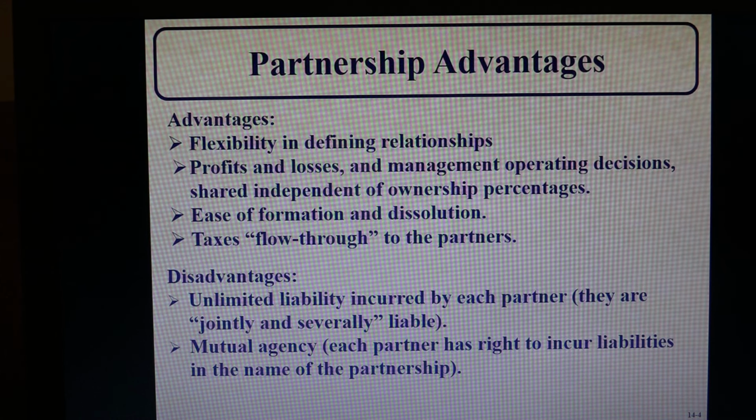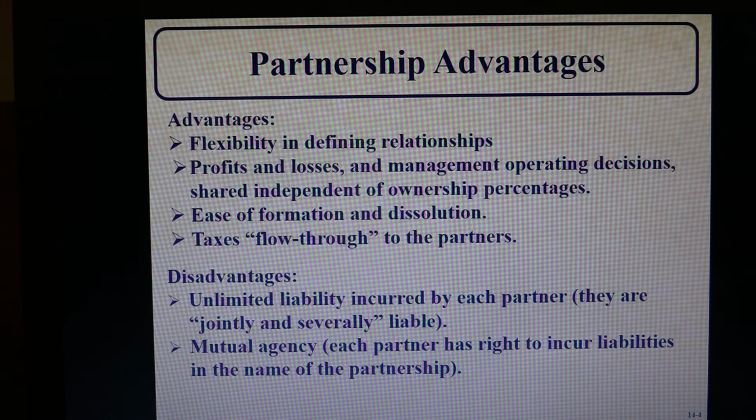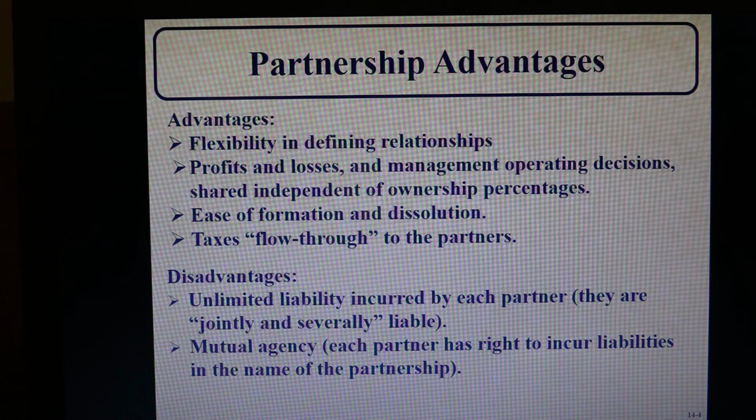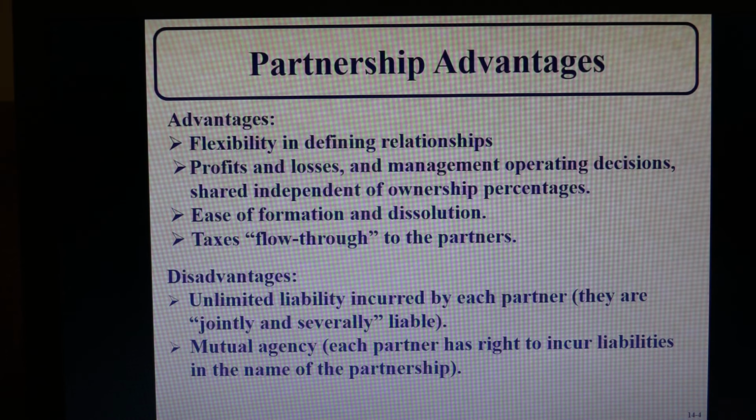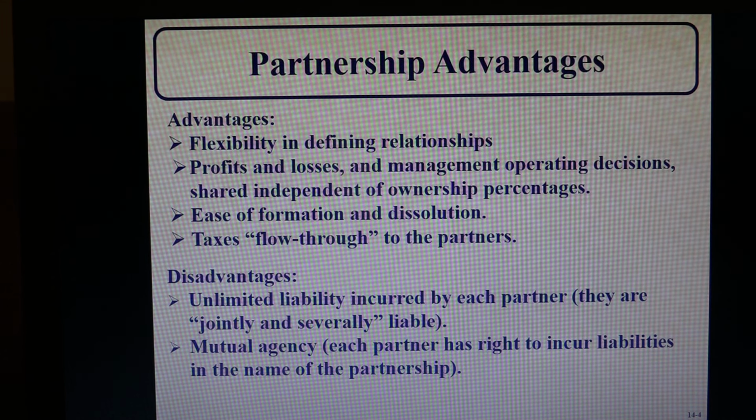Another problem is this thing called mutual agency. And what it means is each partner has a right to incur liabilities in the name of the partnership. Why that could be a problem is, well, see above, the unlimited liability problem. You might have a rogue partner out there incurring needless debt in the name of the partnership.